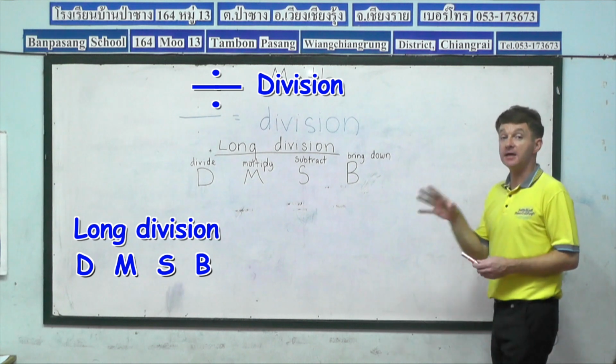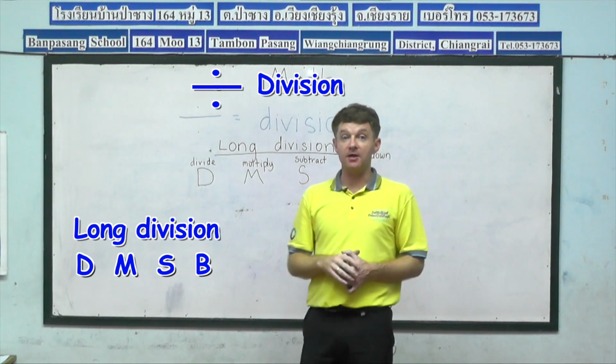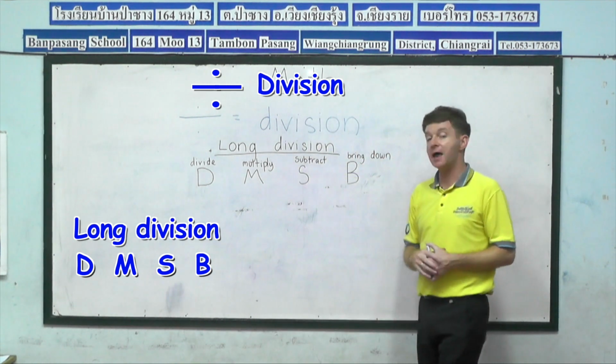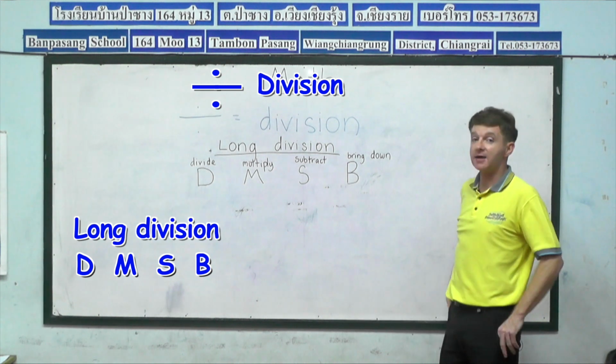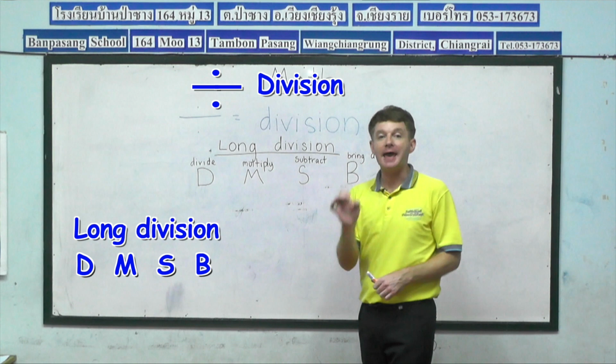D-O-W-N. These are the 4 steps to doing long division calculations correctly. Divide, multiply, subtract, bring down. DMSB.